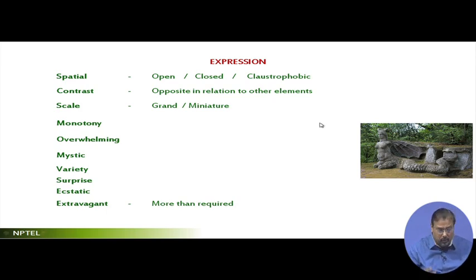So, when you are thinking about scale, you are seeing it with respect to the overall expression of the space. When you are talking about the spatial, you are talking about the overall openness of the landscape space. When you are talking about contrast, you are thinking in terms of the spatial one, how you express it. Then comes monotony. Mind it, all these are not ordered by importance. I have just placed them one after another.